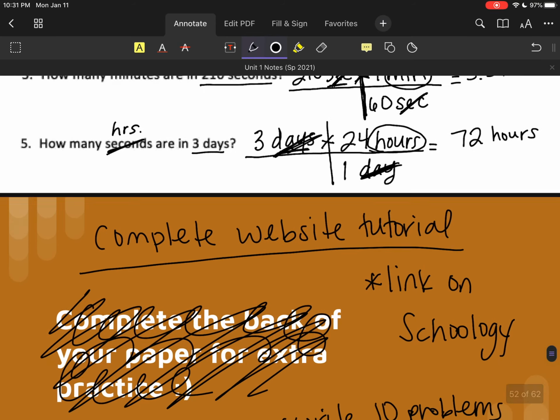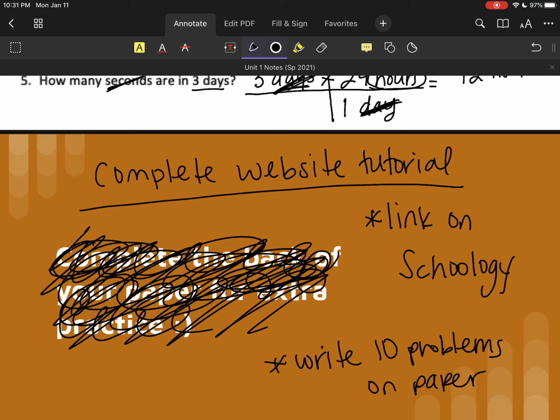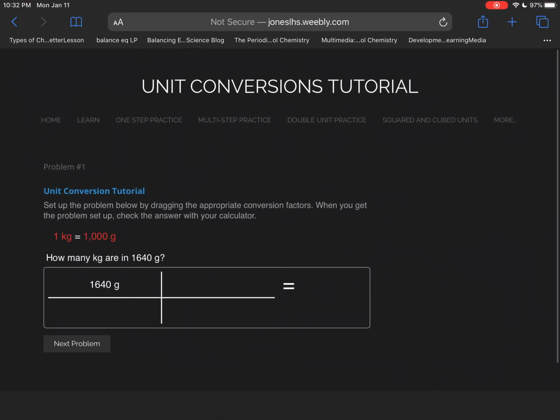So let me show you, next there's, ignore this right here. There's a link on Schoology, a little website it's going to pull up, and you're just going to work through some problems and write them down on your paper. Okay, so you're going to write them on your paper, and then you're going to take a picture, and you're going to submit that to Schoology. So let me show you the website. When you click on the link, it's going to open up to this page right here. It's called a Unit Conversions Tutorial.